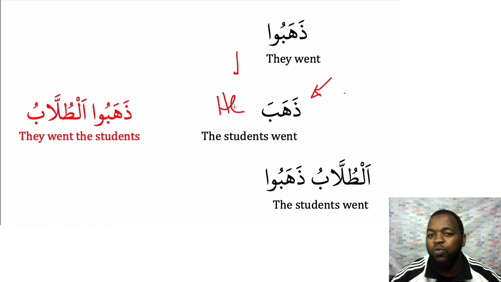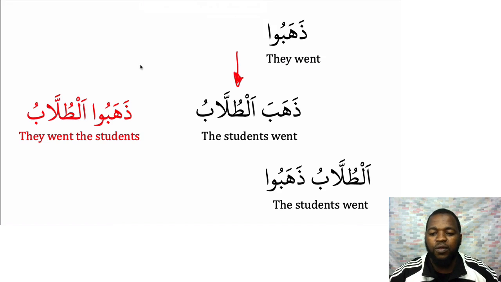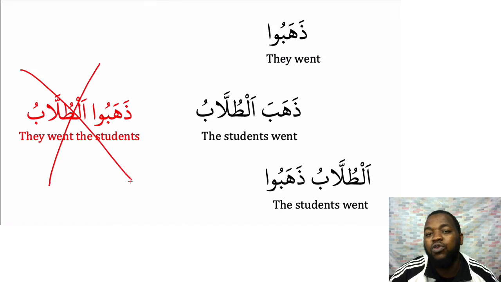Like ذهب, he went, not they went, but he went. All right, now let's continue. We have here الطلاب. No, before that, let's go to here, which is different. So when we say in Arabic, ذهبوا الطلاب, this is wrong, very much wrong. All right, and let me explain to you why it's wrong.